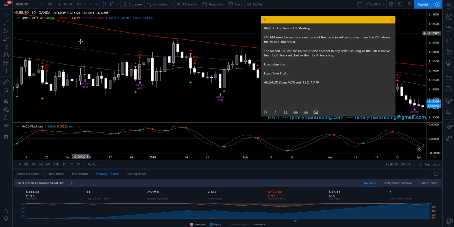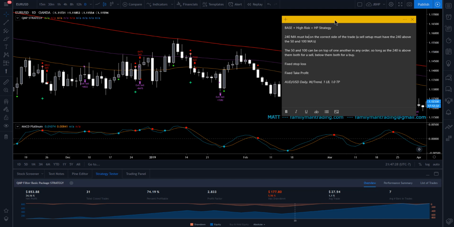Otherwise, a lot of times you want these to fan out like this and you want them to be separate, stacked in this order. The reason I did this is because as I started coding the strategy script, I found multiple trades looking through the charts where it would have been profitable, and I was curious how many times would it work out if we allowed the 50s and 100s to be on top of each other in either way, as long as we were trading with the main direction of the 240.